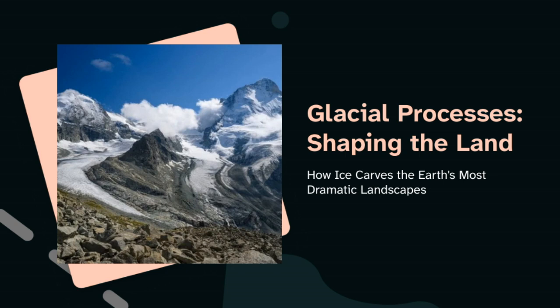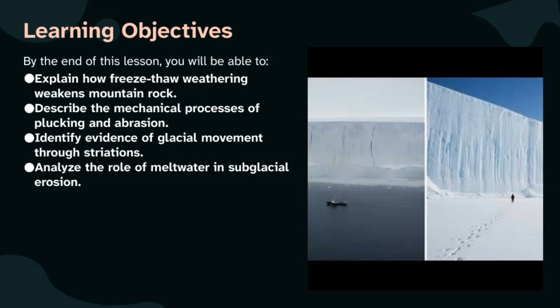Over thousands of years, moving ice can carve valleys, smooth rock, tear away huge pieces of bedrock, and leave behind clues showing the direction the ice once traveled. The big question for today is, how can ice shape some of the most dramatic landscapes on Earth? By the end of the lesson, you should be able to explain how glaciers break down, erode, and reshape mountain landscapes. Let's begin with the learning objectives.